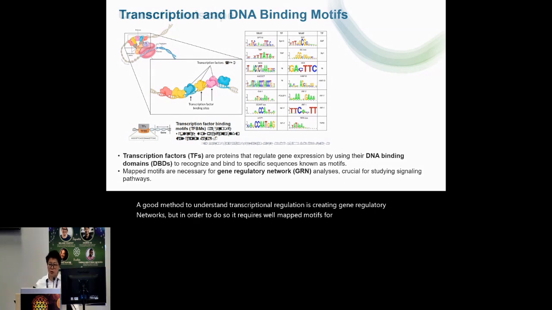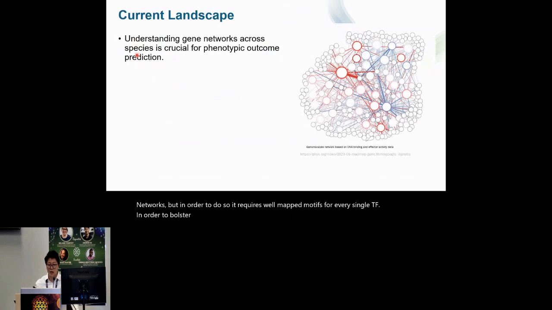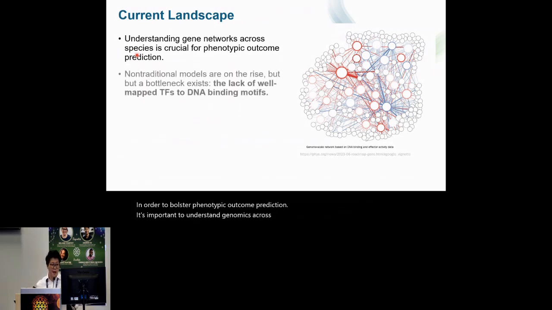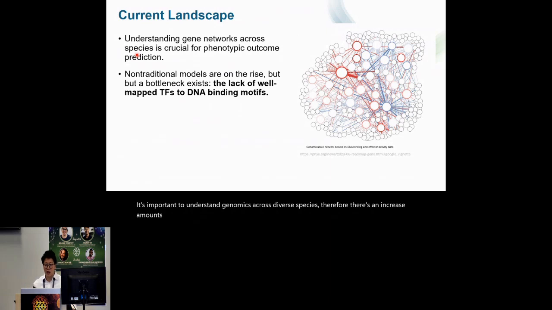In order to bolster phenotypic outcome prediction, it's important to understand genomics across diverse species. Therefore, there's an increased amount of research in these non-traditional model organisms. However, the lack of well-mapped TFs to motifs in these non-model organisms remains a significant bottleneck. Empirically defining these motifs is costly and labor intensive, making a predictive algorithm for motif prediction desirable.